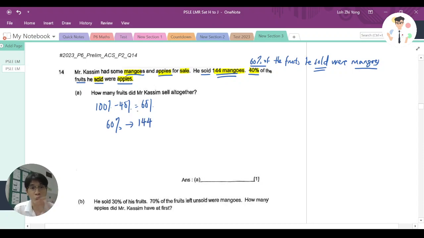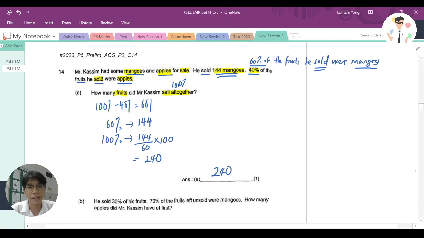Now we're all talking about sold things. Now the question asks, how many fruits did Mr. Kasim sell altogether? Which means they're asking for 100%. So if 60% is 144, what is 100%? So just 144 divided by 60 times 100. Just simplify and press on your calculator. You should get the answer 240.